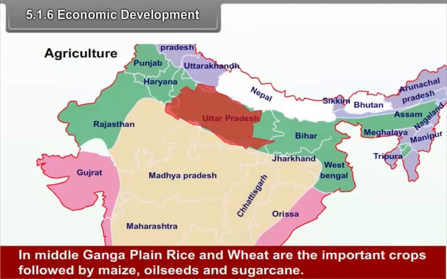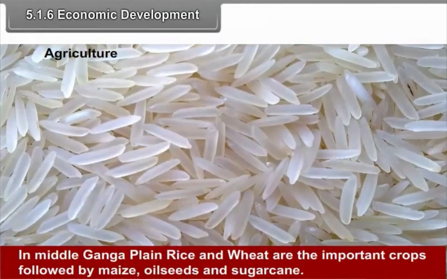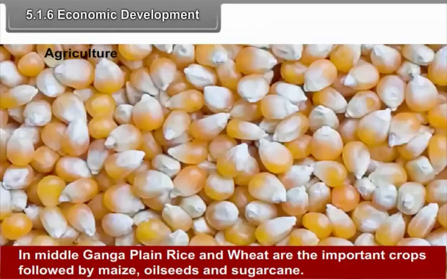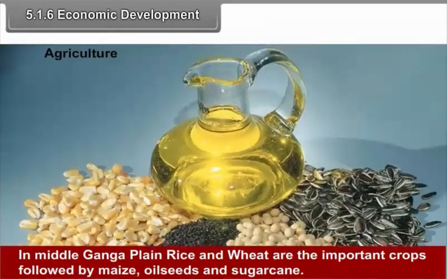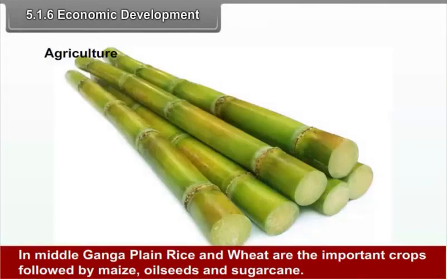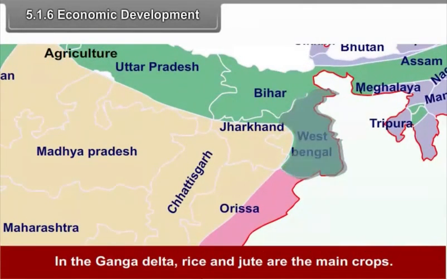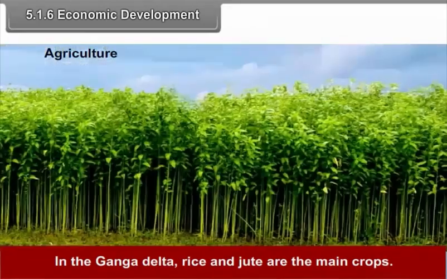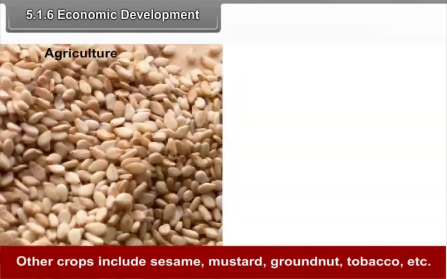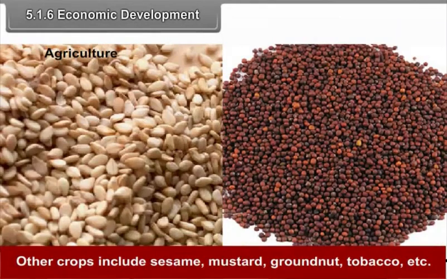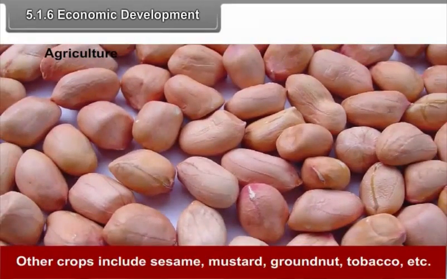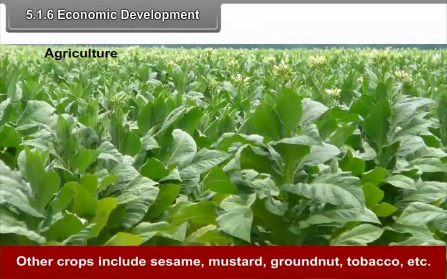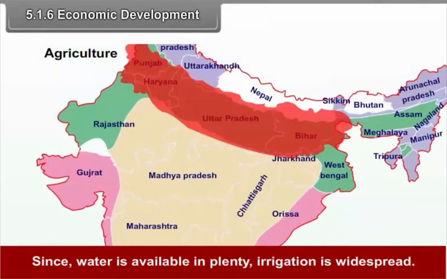In Middle Ganga plain, rice and wheat are the important crops, followed by maize, oilseeds, and sugarcane. In the Ganga delta, rice and jute are the main crops. Other crops include sesame, mustard, groundnut, tobacco, etc. Since water is available in plenty, irrigation is widespread.